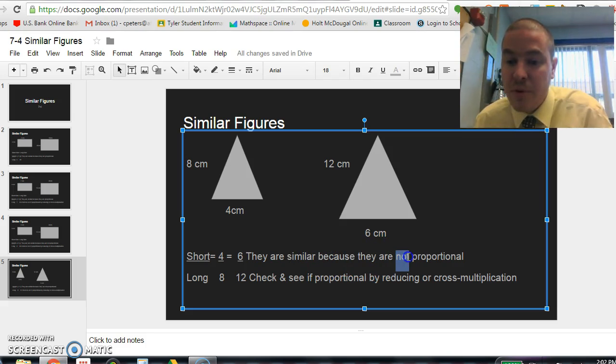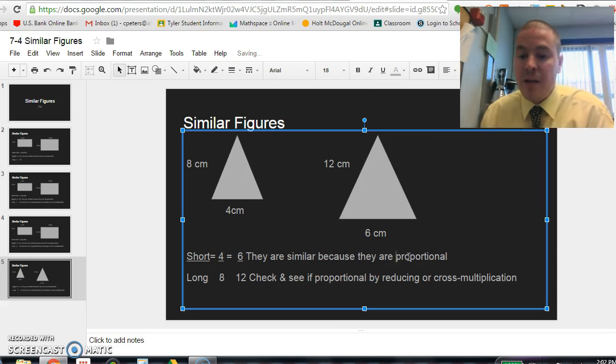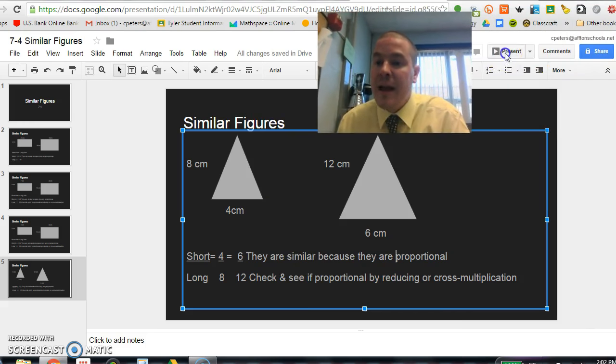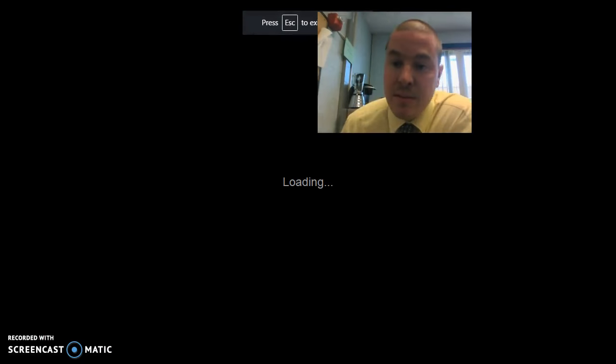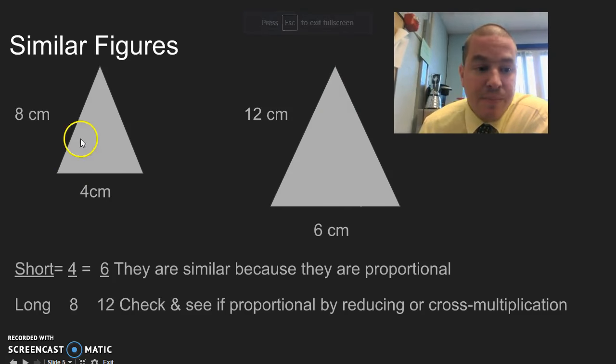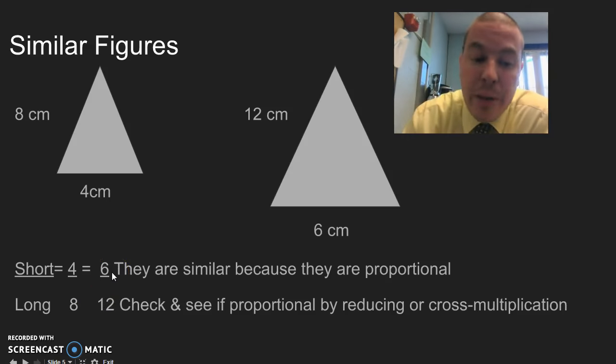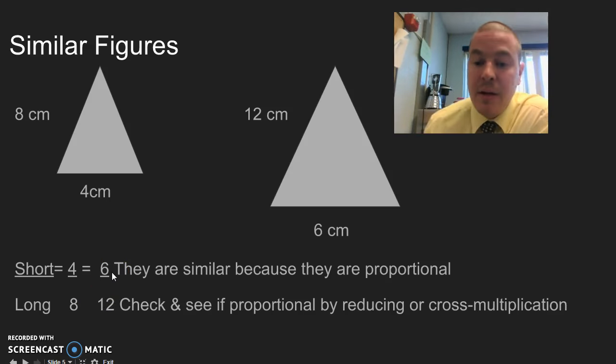They are proportional. And you find that by taking 4 times 12, which is going to be 48, and 6 times 8, which is going to be 48, by cross multiplying. So you find that they are proportional.